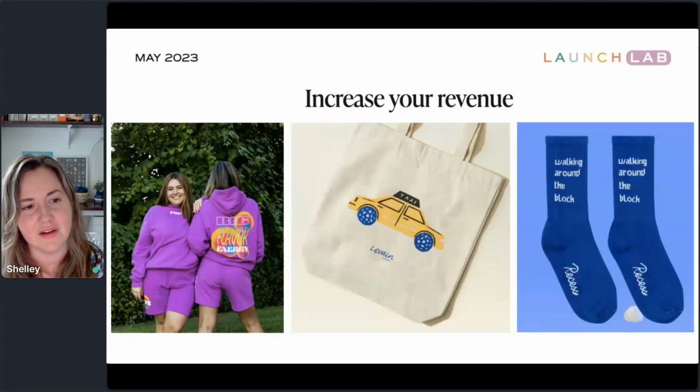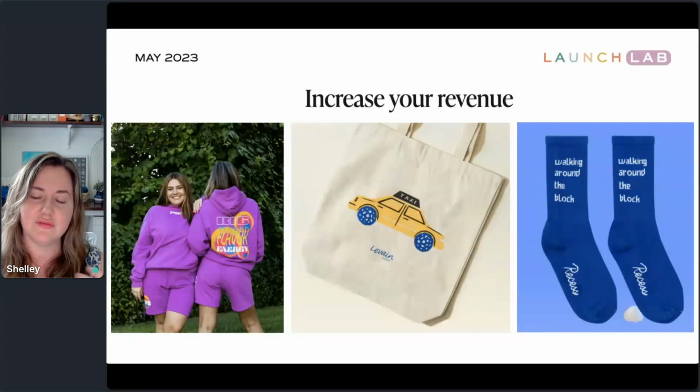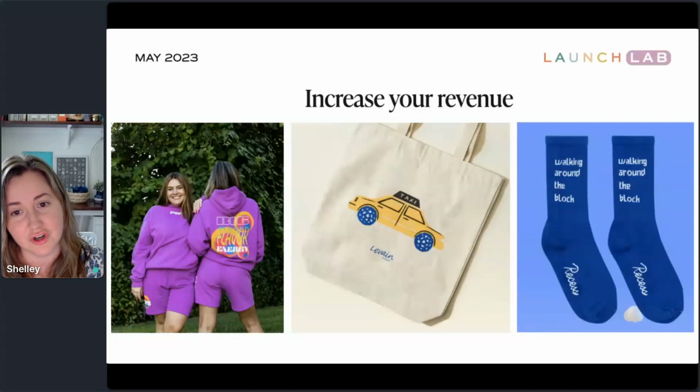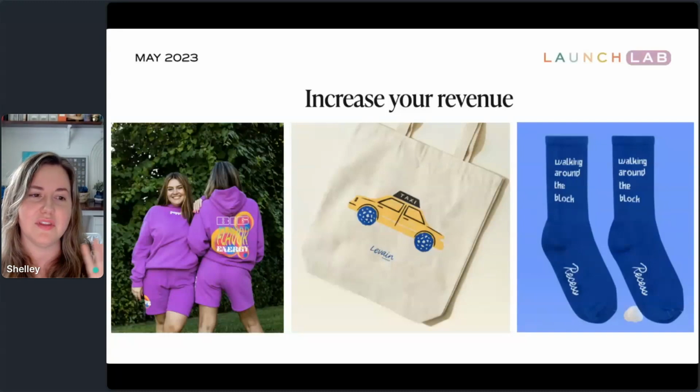And then next we have Levain Bakery in New York, and they have a series of different kind of New York items. This is great when you're a local brand, especially, so that people might want to share that they went to this city and think of the city related to your business and brand. And this is a fun tote bag for them with a New York taxi.